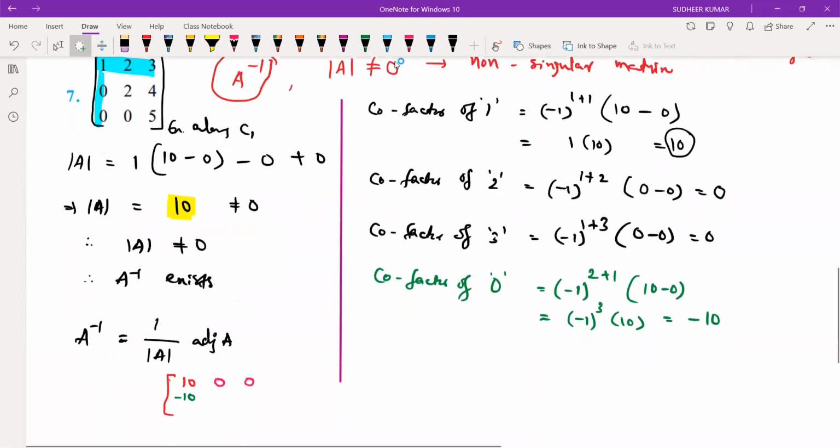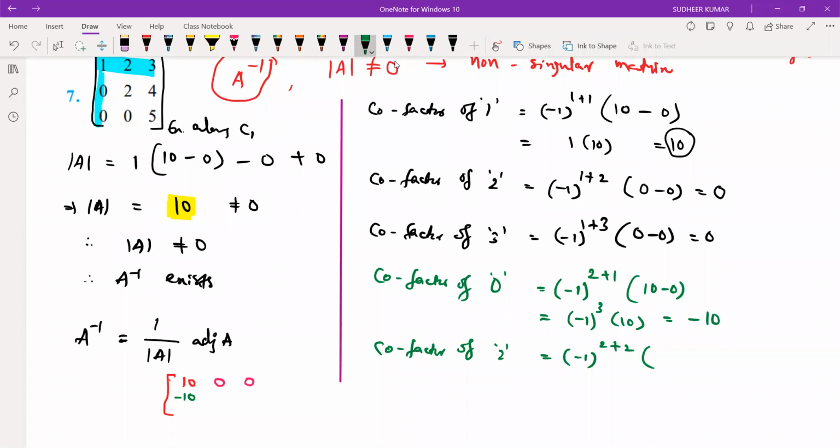Next, cofactor of 2. So (-1) to the power of 2+2, into the remaining values. Delete the row and column, 0 minus 0. So the result is (-1) to the power 5 into 5, so it is 5. So let us write this as 5.